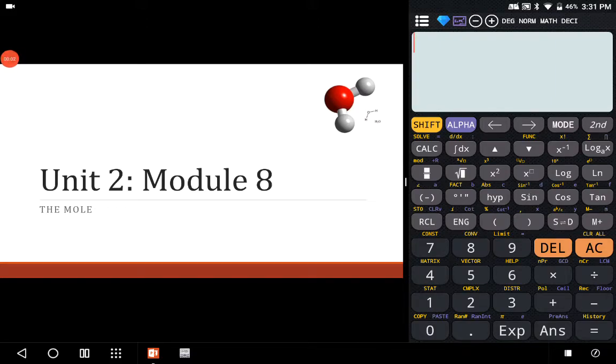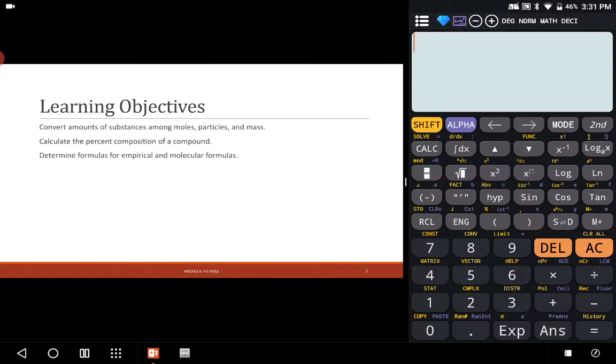Welcome to Unit 2, Module 8. Module 8 is about our new unit, the mole. The learning objectives for this module include converting the amounts of substances among moles, particles, and mass, learning to calculate the mass percent composition of a compound, and to determine the empirical formulas and molecular formulas for compounds based on their mass percent composition.